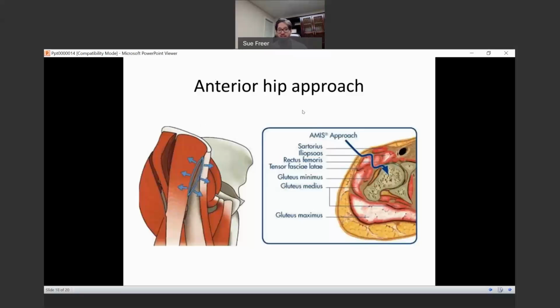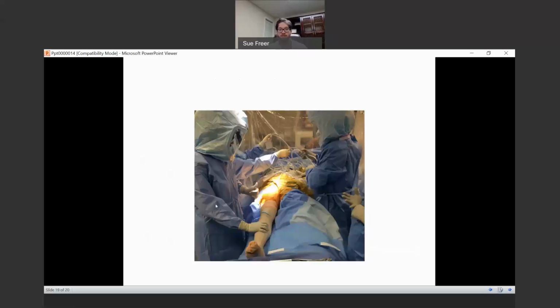One of the technical aspects, the most advanced technical aspect that happened over the last maybe 10 to 15 years was the anterior hip approach, which is the muscle sparing hip approach. So you perform the hip replacement without cutting any muscle. And here is the interval between the sartorius and iliopsoas, and you could reach the hip joint and replace it successfully. And this is one of my patients on the operative table. The patient will be in supine position, and the incision will be here in the front.